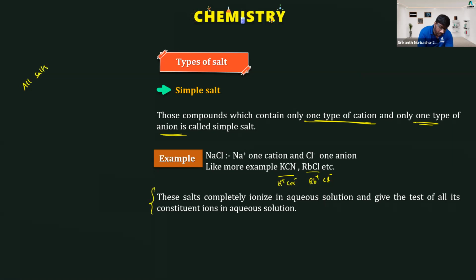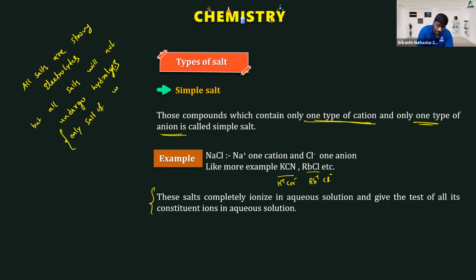All salts are strong electrolytes. That means salts will be undergoing complete dissociation, but all salts will not undergo hydrolysis. So which salts will be undergoing hydrolysis? Only salt of weak acid plus weak base, strong acid plus weak base, weak acid plus a strong base. Only salts from these three scenarios will undergo hydrolysis. Salt of strong acid and strong base will not undergo hydrolysis. Why will it not undergo hydrolysis? We'll look at it in the concepts of ionic equilibrium. There is no active ion present.